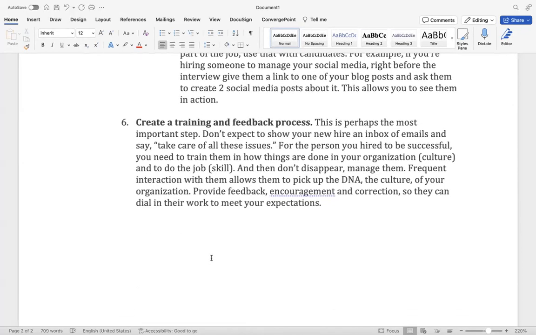Create a training and feedback process. I think this is one of the hardest parts of HR. Talent recruitment, and then the second part is talent development. I'd love to hear how you are providing feedback. Is HR involved in the training and skill development of your employees, or are you basically just the front door and the back door? Let's hear some of your thoughts on that.